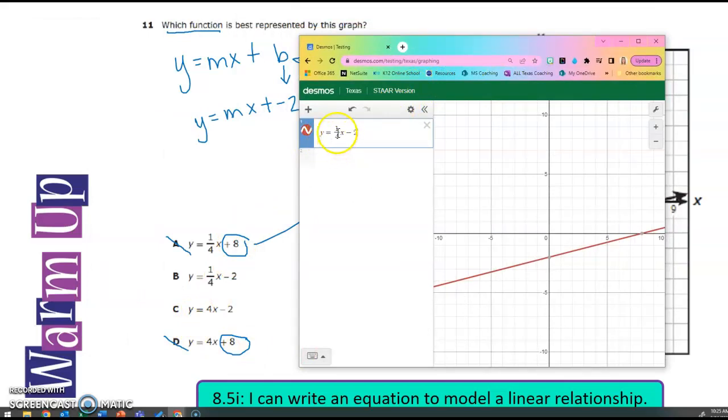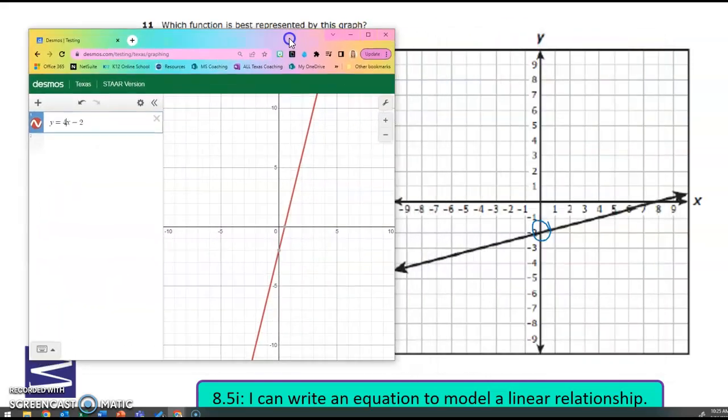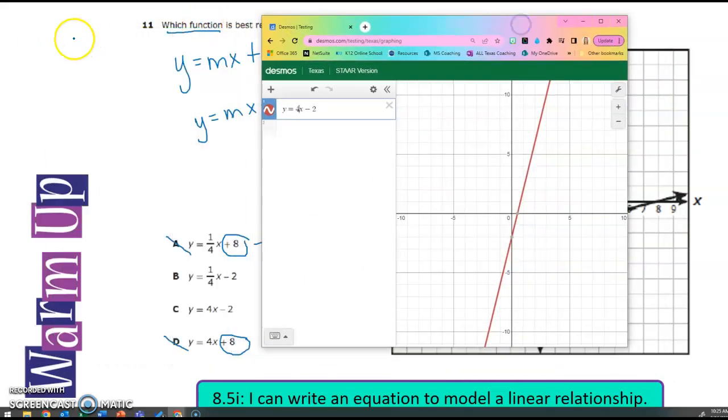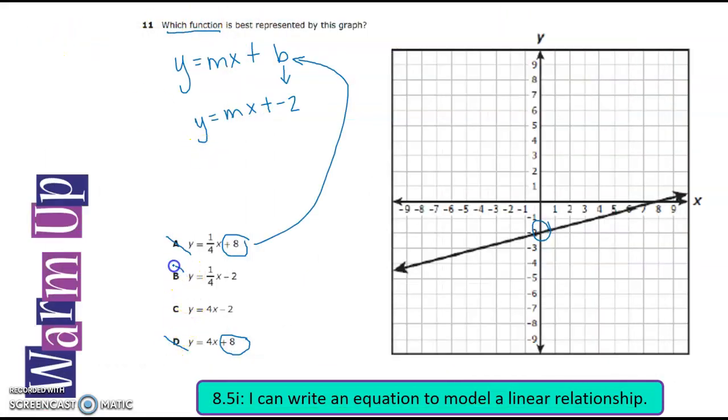y equals, instead of 1/4, it's 4x minus 2. Whoa, and that one definitely does not look like the same one. So our correct answer is B. And so it's very important to know your formula, but also know that you have the tool of your graphing calculator to be able to see if it's the same. You're going to continue through the lesson practicing these skills.